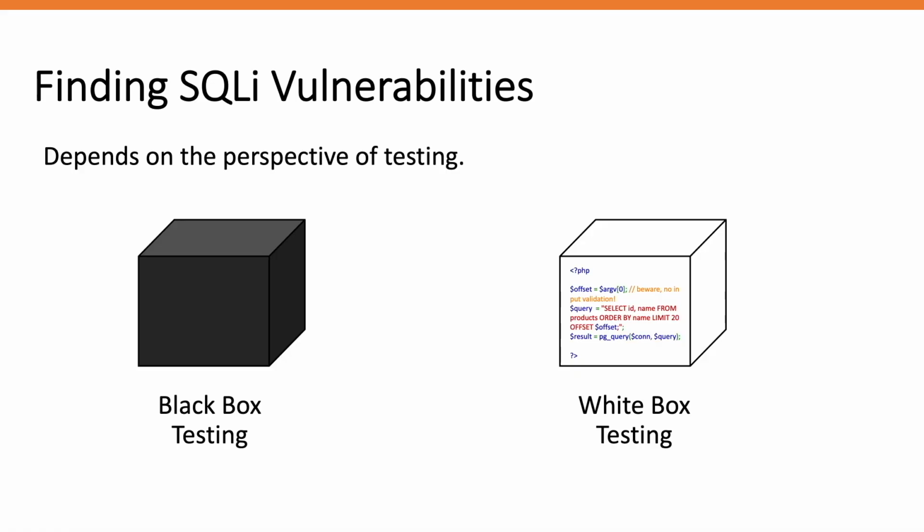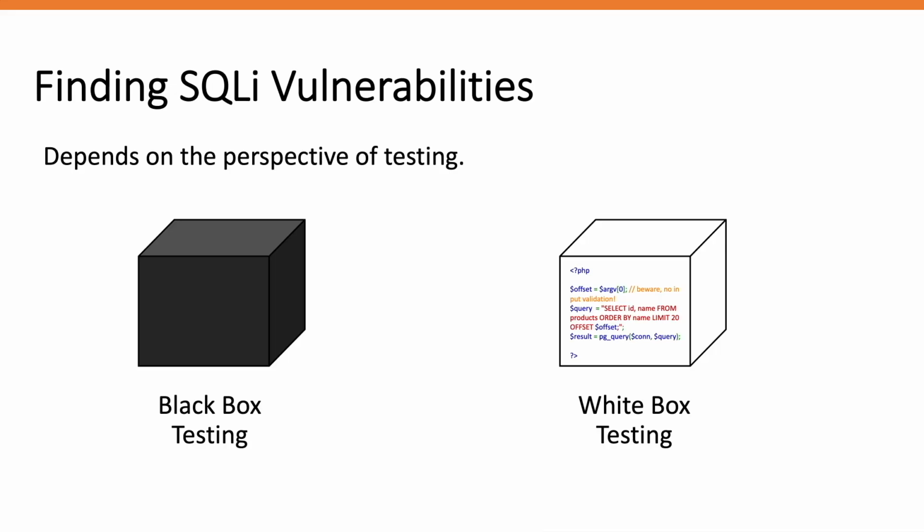Okay, so finding SQL injection vulnerabilities, I've decided to split this into two categories depending on the perspective of testing. And the two categories are black box testing and white box testing. For those of you that have never heard of these terms before, black box web application pen testing is when the tester is given little to no information about the system. Usually the only information that the tester has access to is the URL of the application and the scope of the engagement. So this is similar to mimicking an external attacker that is trying to attack your system. The attacker usually doesn't know anything about the application other than the main URL of the application.